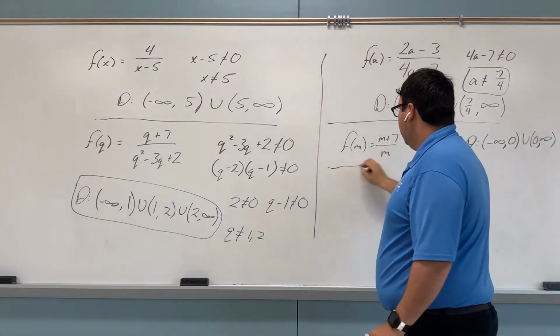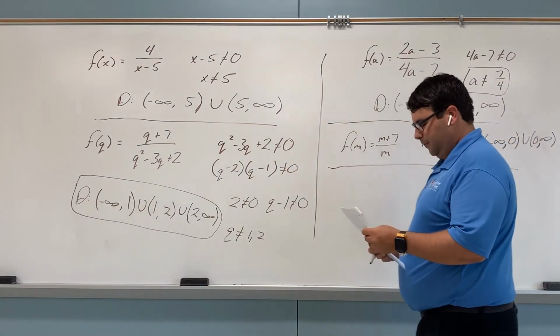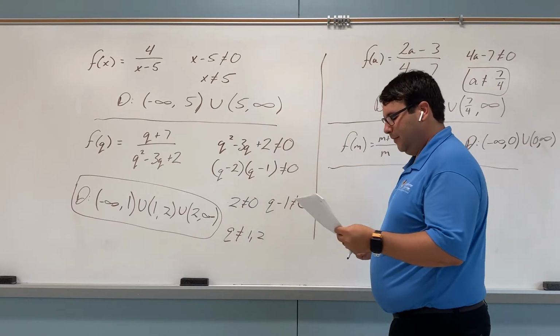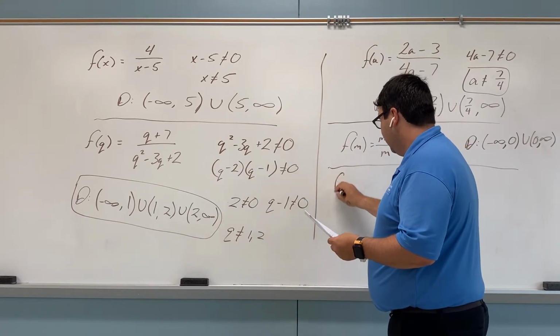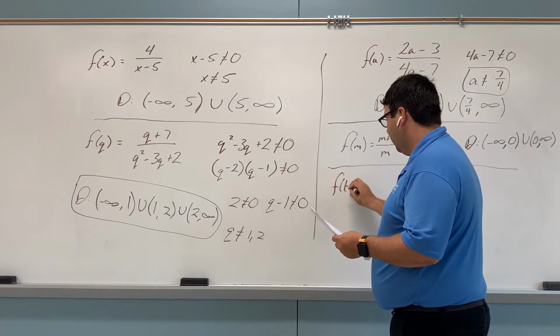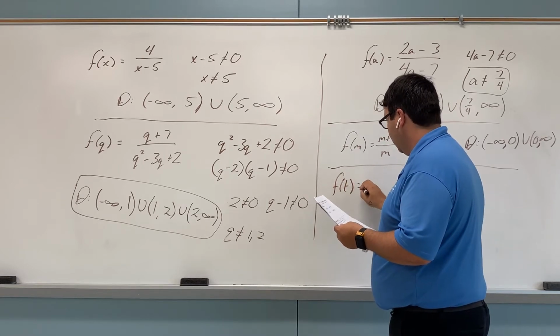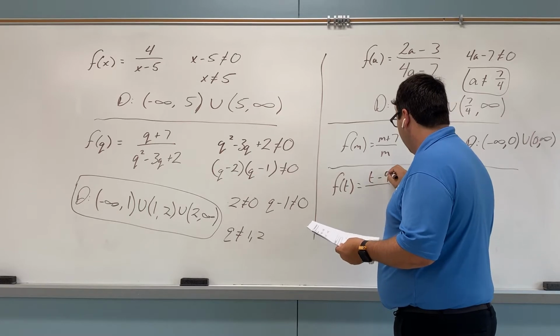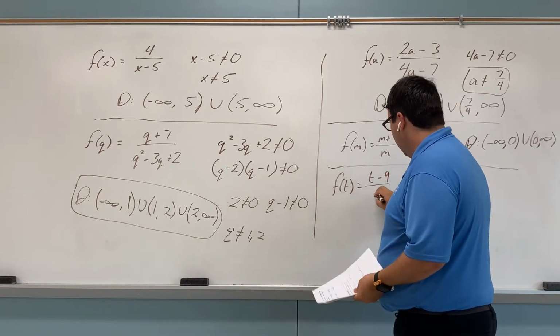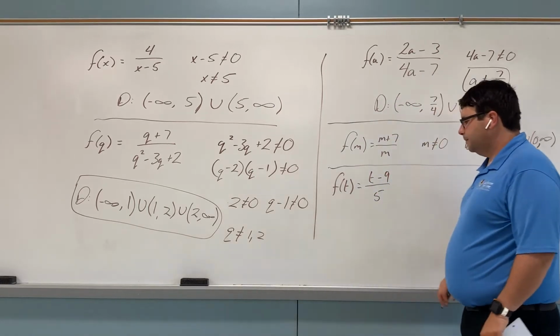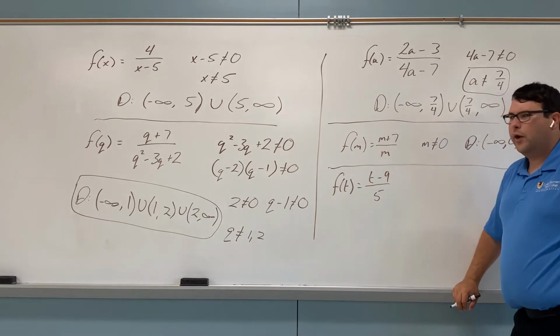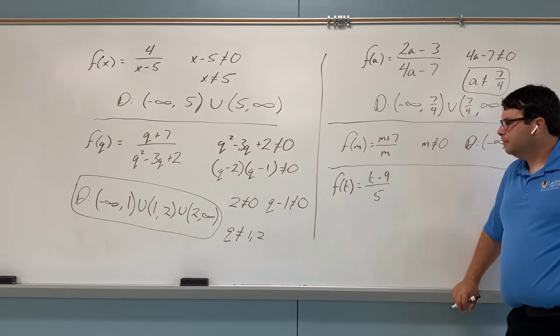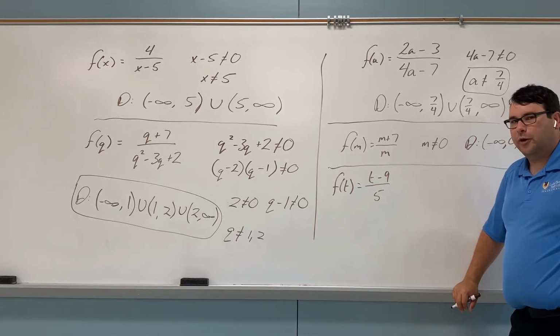Now, let's do another one. This one's fun. The next two are actually really fun. So I have f of t is equal to t minus 9, divided by 5. So where is my t variable? Only in the numerator.